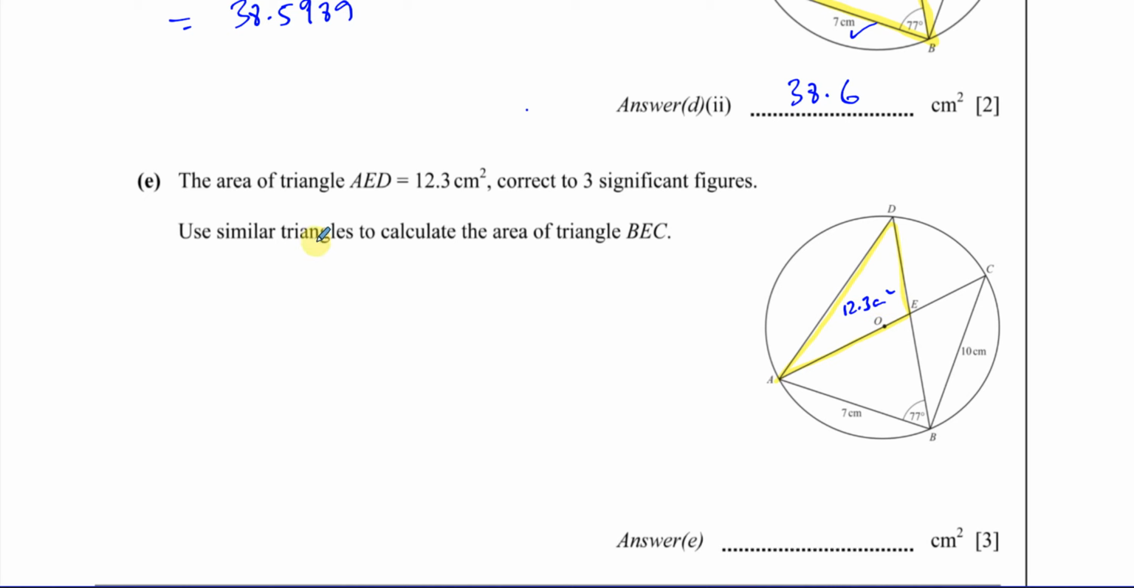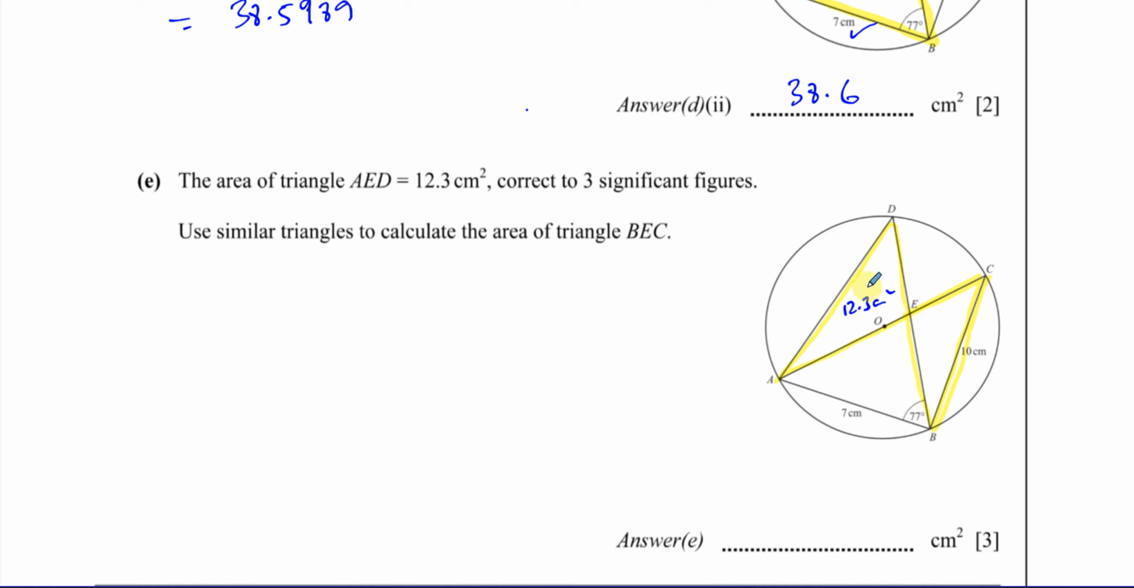Use similar triangles to calculate the area of triangle BEC. Okay, so we've got to use similar triangles to calculate the area of BEC. Now, the reason why they're telling us to use similar triangles, because I'm sure there could be other ways of finding that area, maybe using trigonometry, but they want us to use similar triangles.